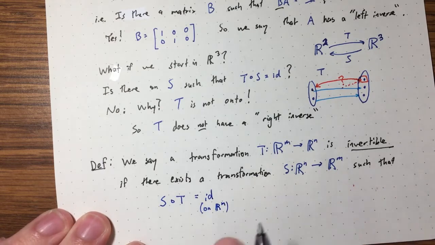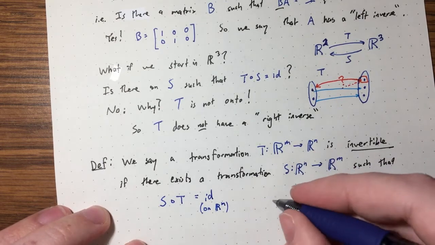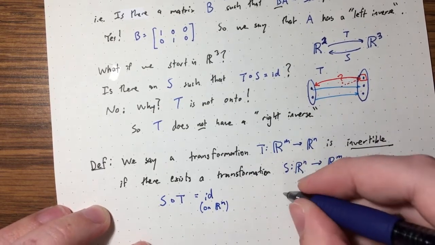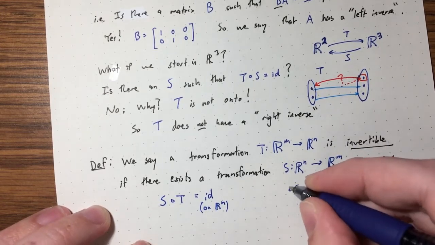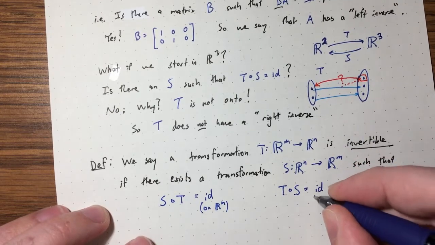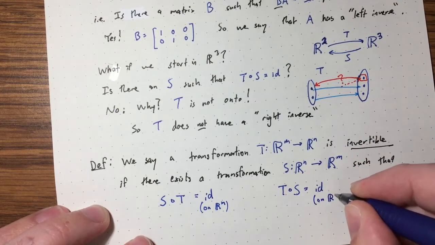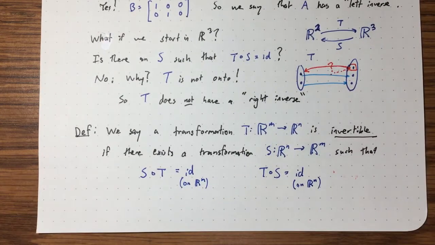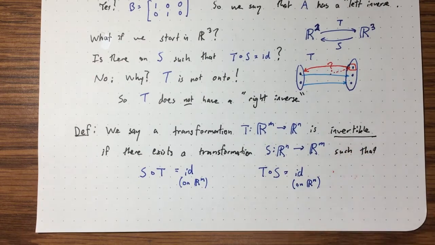But I also want to be able to go the other way. So if I start from Rn, then go back to Rm, then use T to go back to Rn, I also want that to be the identity. This time it's the identity on Rn. So invertible sort of means I can reverse the transformation, but in both directions.